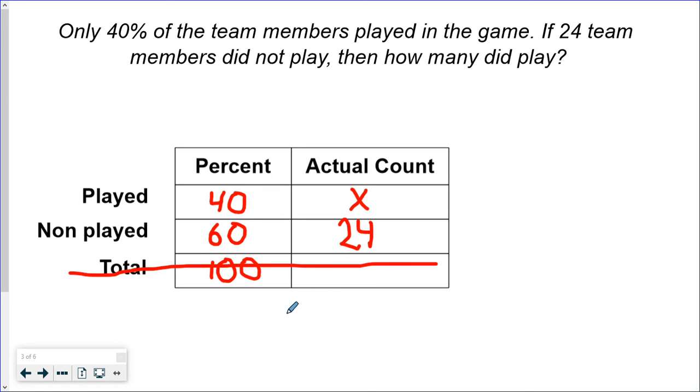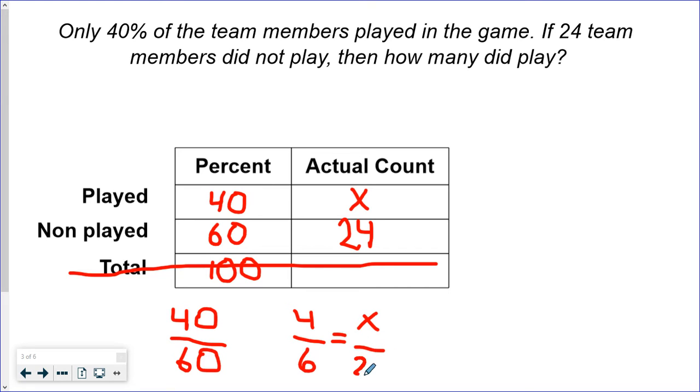Okay, and so I could, again, like I did before, write 40 over 60. And maybe to help you, maybe we should reduce that. Maybe we should divide both those numbers by 10. If we divide both those numbers by 10, you could have 4/6. And then that's going to equal some number over 24.